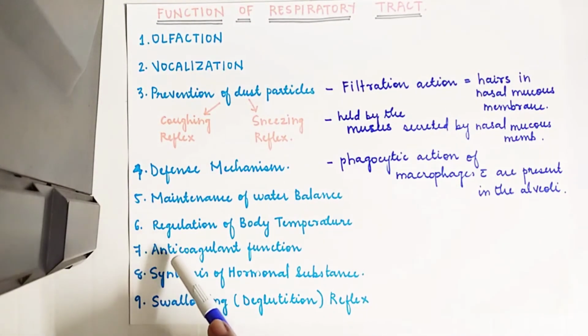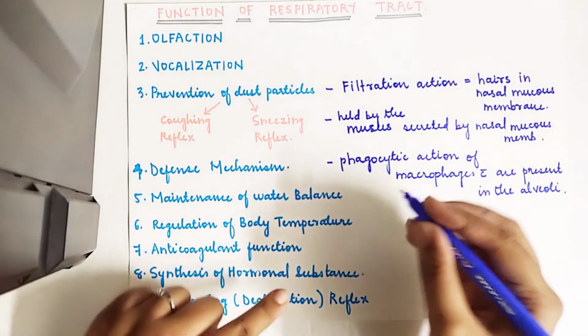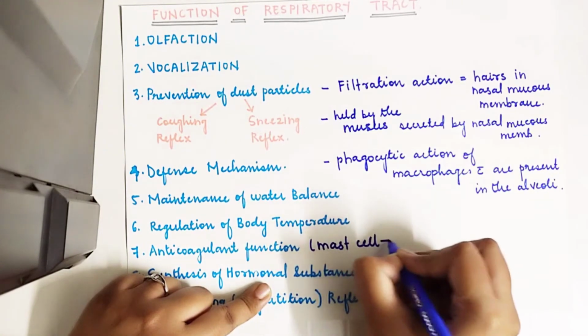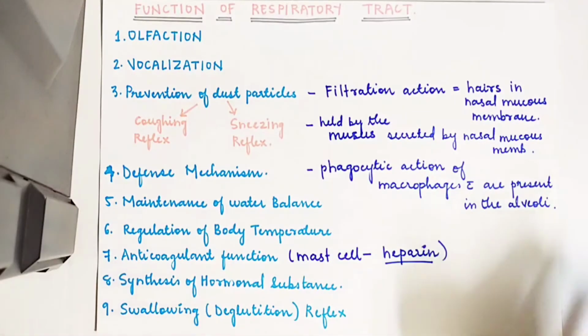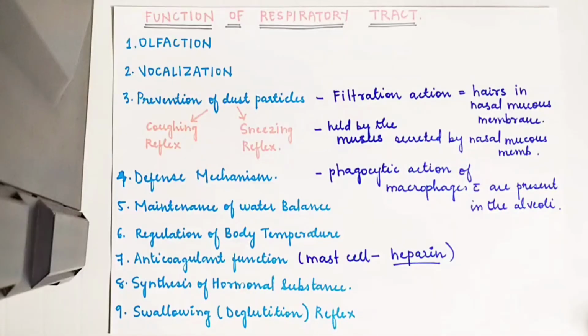Seventh point is anticoagulant function. As I told, the inner lining of the alveoli, the mucous membrane, mainly contains leukocytes, mast cells, etc. The mast cells secrete heparin, and as you know, heparin plays an important role in anticoagulation, and it prevents intravascular clotting.